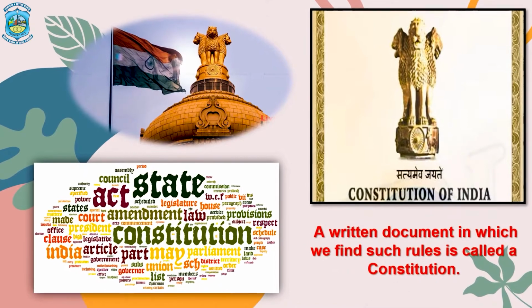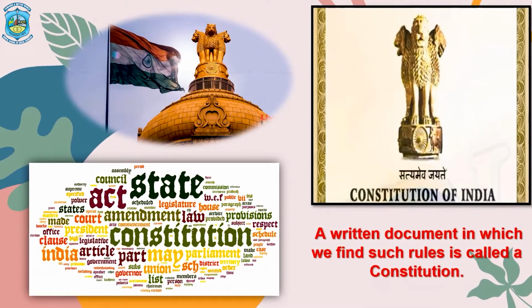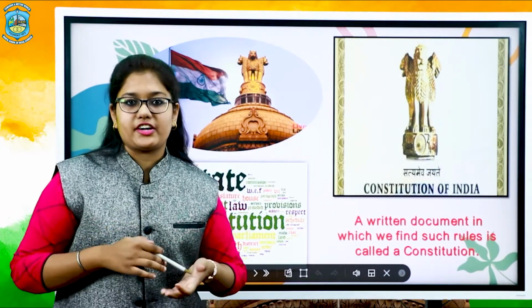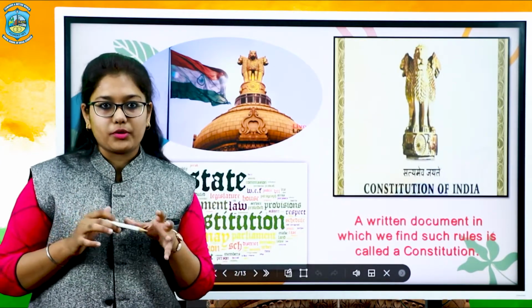A written document in which we find such rules is called a constitution. It is a set of rules which is defined for all the people of a country, which they agree upon on a common point.